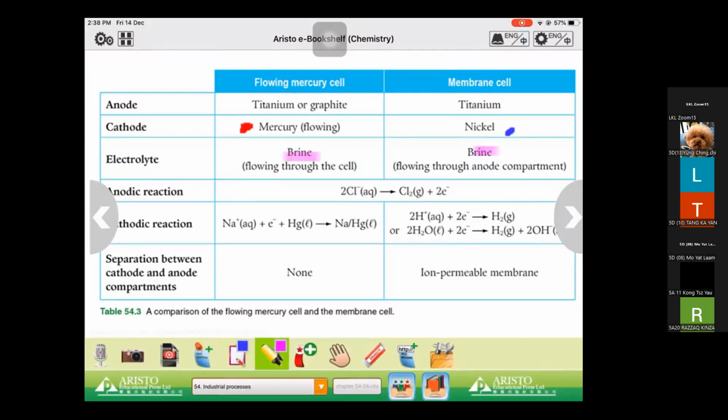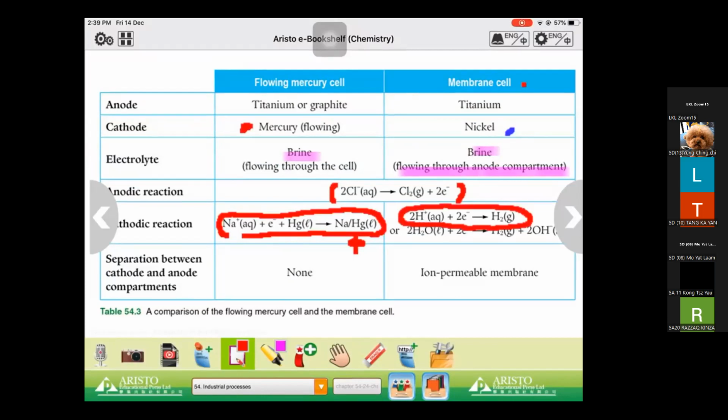But there is a difference. For the membrane cell, the brine solution flows only in the anodic compartment. Next, let's talk about the anodic reaction. The anodic reaction means anode. Both are the same, which is chloride ion discharged preferentially to form chlorine gas because of concentration factor. For the cathodic reaction in flowing mercury cell, because of mercury, sodium ion are preferentially discharged to form sodium, which then dissolve in mercury to form the amalgam alloy. But it is not the reaction for membrane cell. For membrane cell, hydrogen ions are discharged. Not preferentially, there is only one hydrogen ion in the cathodic compartment.